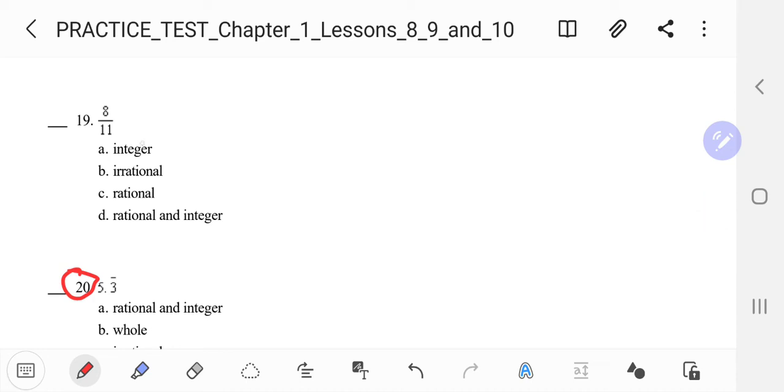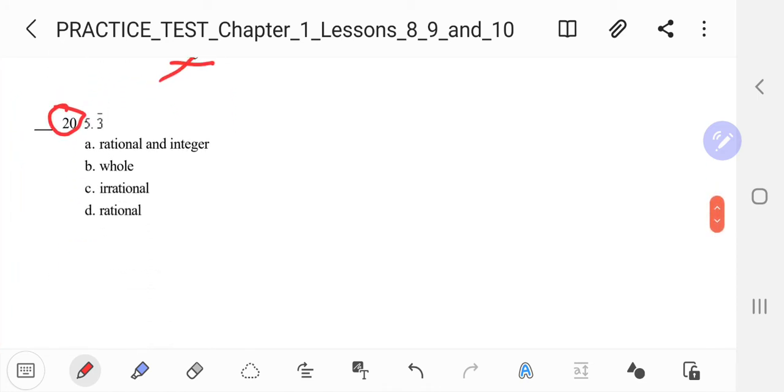8/11. Well, it can't be an integer because integers can't have decimals. It's not irrational because irrational means it can't be written as a fraction, and it's obviously written as a fraction. Rational, it's a fraction. Ratio, rational, written as a fraction. Integer, we already said it's not an integer, so it can't be these guys.